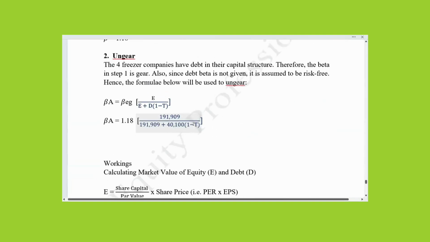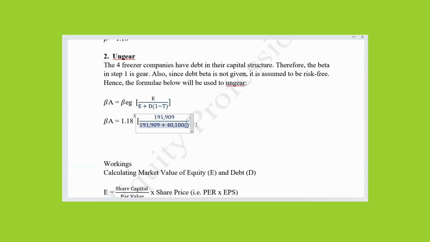At times, the examiner will separate it. Whatever they call it in the question is what you should use. So if the tax rate is 35%, it means that we are supposed to account for 65%, so 0.65. Finally, give it to me. What's your final answer on this? We are going to start from the denominator. 0.65 multiplied by 4,100 equal, plus 191,909 equal.